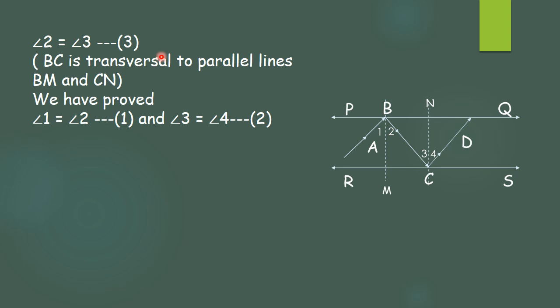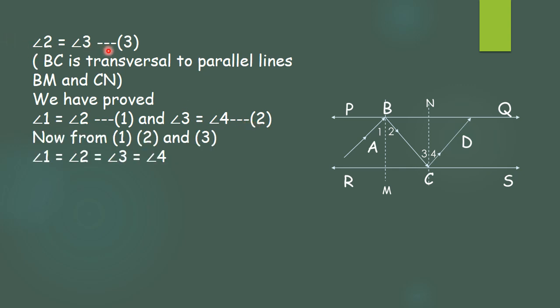Now, what we have studied: angle 1 is equal to angle 2, that was number 1. Angle 3 is equal to angle 4, that is number 2. And angle 2 is equal to angle 3, that is number 3. So from 1, 2 and 3, what we get? Angle 1 is equal to angle 2 is equal to angle 3 is equal to angle 4. So all four angles are equal. Now what actually do we have to prove? That AB is parallel to CD, and therefore we require the angle ABC. So we'll try to find out the angle ABC.